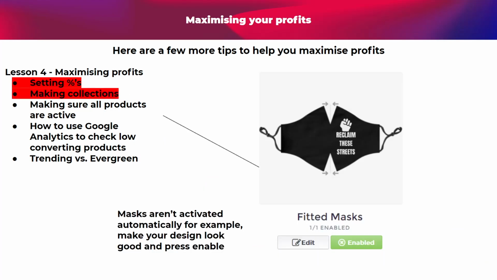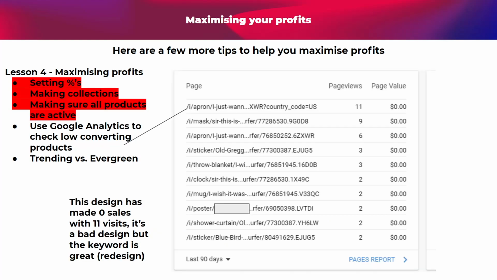Make sure your design is active on all products. This is absolutely fundamental because if someone is shopping for your design, your keyword on a duvet cover, and you didn't upload it to duvet covers, which are not automatically turned on, so you need to activate them yourself manually. If you forget to do this, you will never make that sale, and that could be $40 lost in profit. It's really, really easy to do. Just make the product look good, make the design look good, and then press enable.